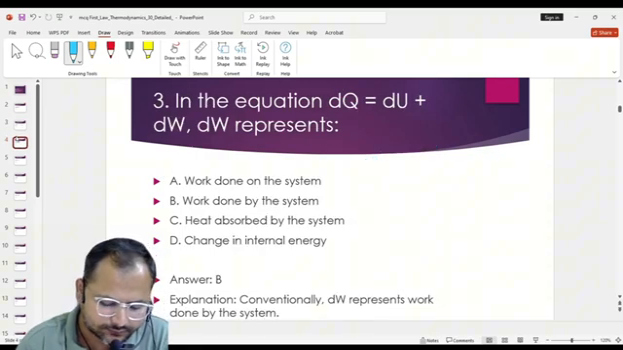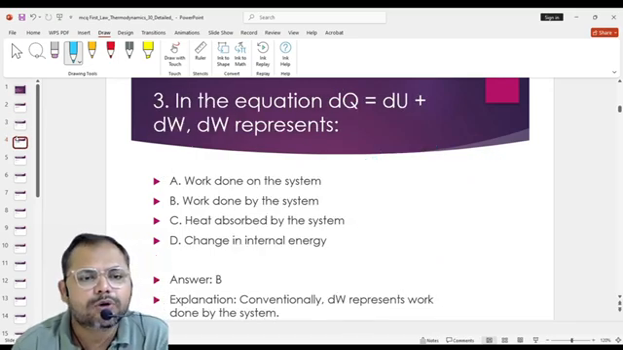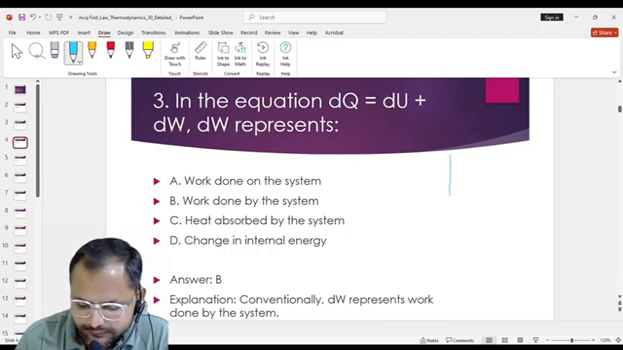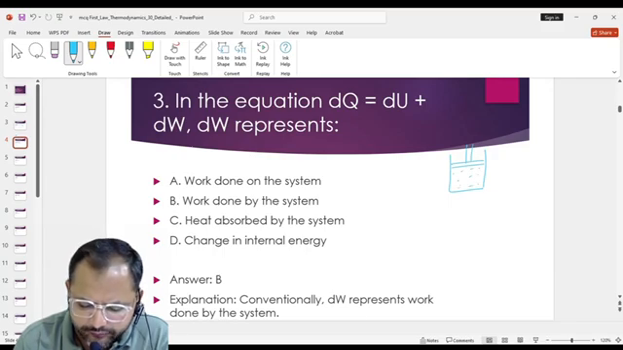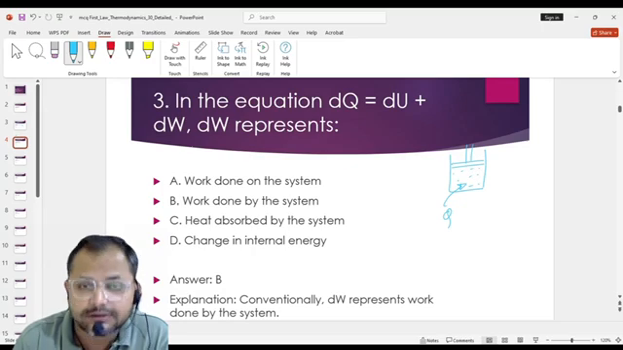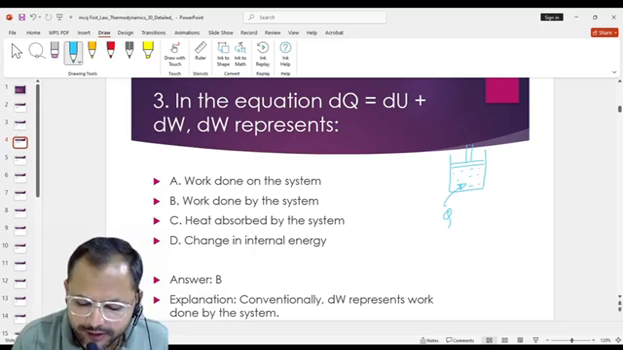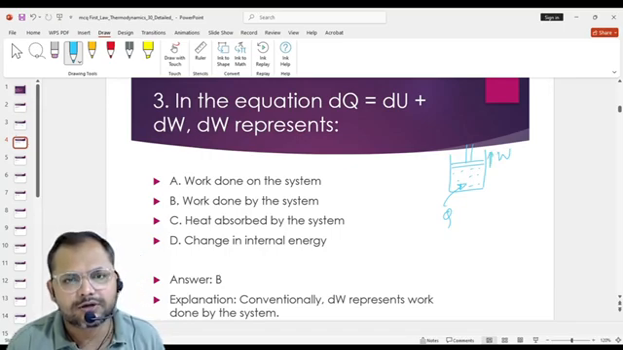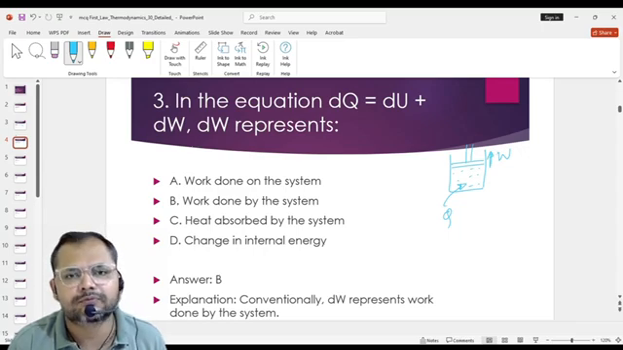So next question. In the equation of dQ equal to dU plus dW, dW represents. Suppose this is a system. Gas is contained in a container. If we supply heat, then internal energy increases and gas expands. So volume gets increased and expansion takes place. So work done is positive. In case of expansion, work done is positive, means work done by the system.